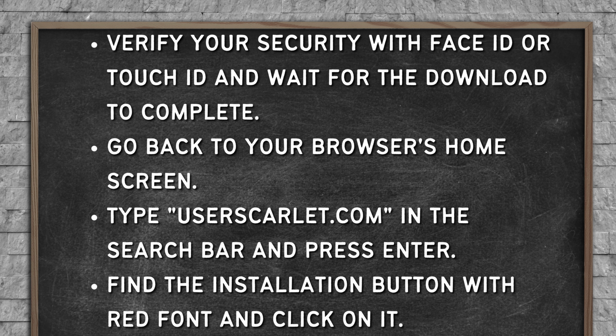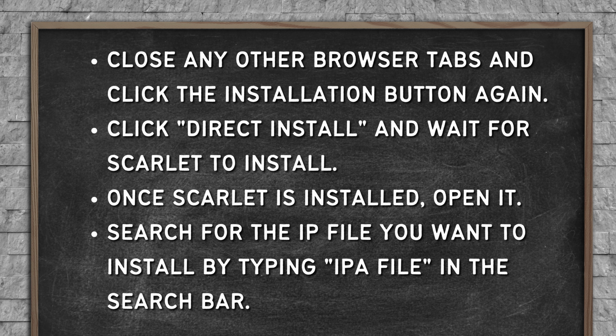Go back to your browser's home screen. Type userscarlet.com in the search bar and press enter. Find the installation button with red font and click on it. Close any other browser tabs and click the installation button again. Click direct install and wait for Scarlet to install.